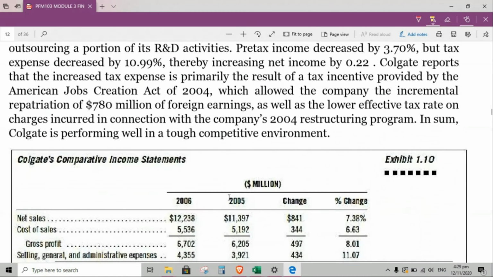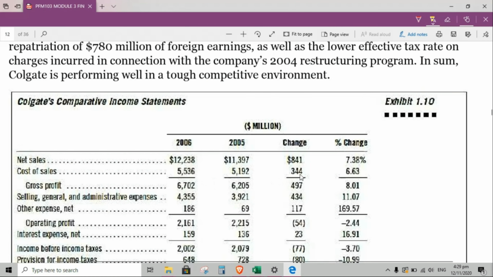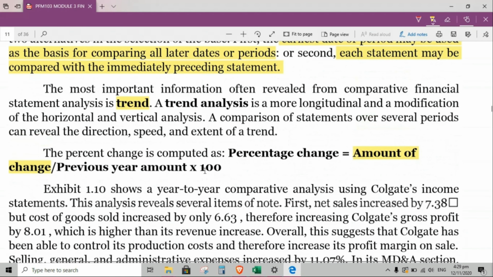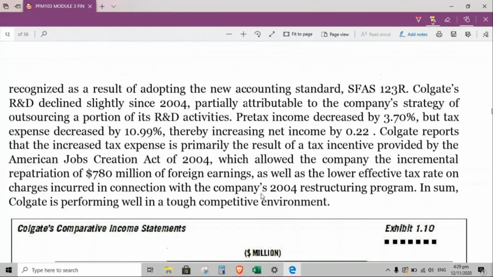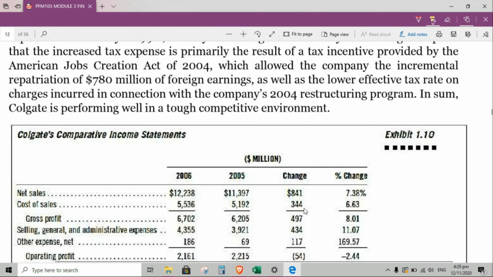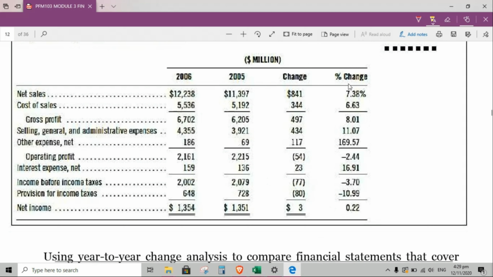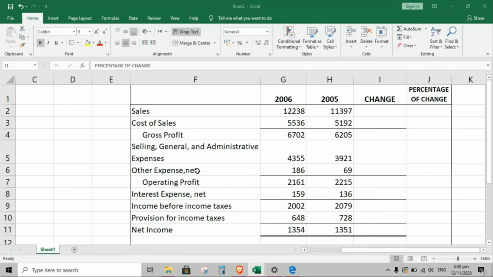Pag nakuha mo na yung amount of change, i-divide mo siya doon sa previous year. Katulad dito, nakuha mo na itong 344. So, 344 divided by 5,192 times 100, kasi ita-times siya ng 100. Ang magiging sagot ay 6.63. So, let's do this one. Kung paano nakuha itong portion na to.